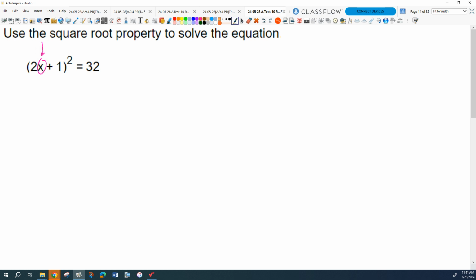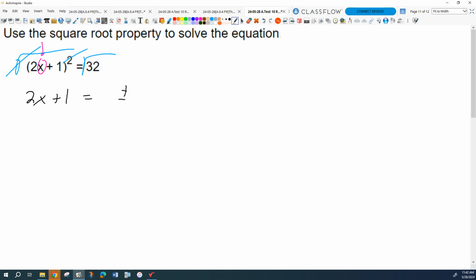Now, what would the steps be in order to isolate that? Square root, subtract 1, divide by 2. Okay, so the first step you told me correctly is square root to cancel the squared. So that gives me 2x plus 1 equals what? If I square root both sides, I need plus or minus.